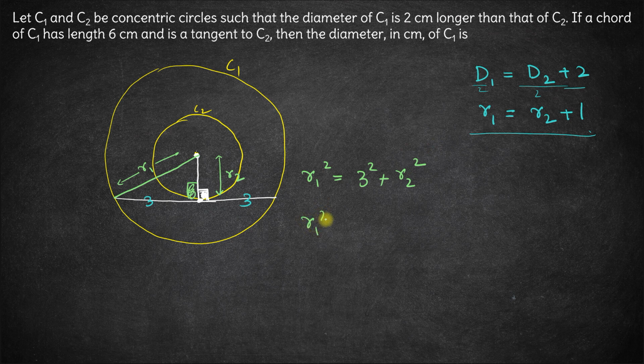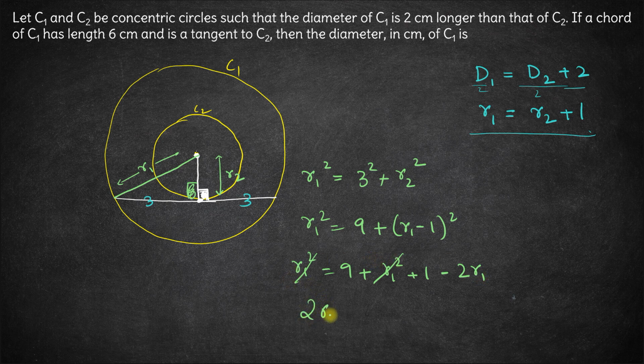And now we have R1 square is 3 square, 9, plus what is R2? R2 is (R1 minus 1) whole square. So we get R1 square is 9 plus (R1 minus 1) whole square, which is R1 square plus 1 square minus 2 into 1 into R1. So the square of R1 gets cancelled out, minus 2R1 comes on the left hand side, becomes 2R1, which is 9 plus 1, 10. Hence R1 is 10 by 2, 5.